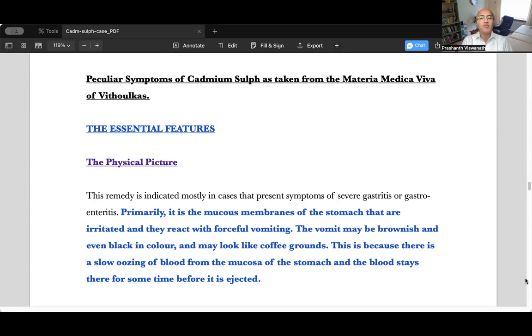So now, what does he talk about as the prominent keynotes of cadmium sulf in the Materia Medica Viva? Now, let me just give you a differentiation between the keynote and the characteristic features of a case.